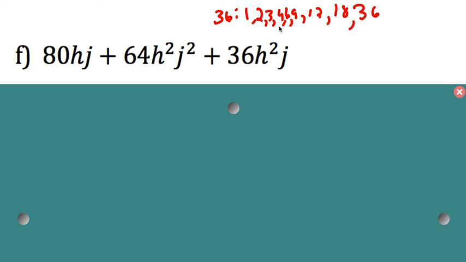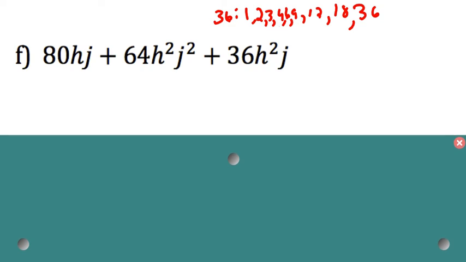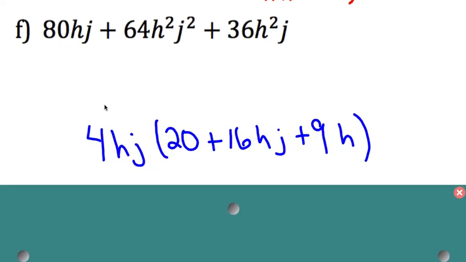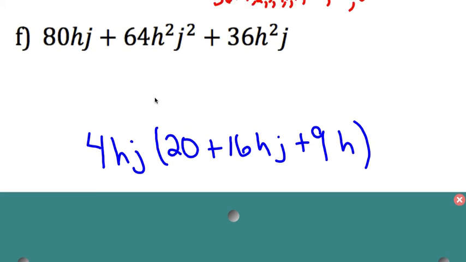And then we're looking at our variables for h. Smallest power for h is 1. Smallest power for j is 1 in this first term and the last term. So our GCF is just 4hj. And then when we divide that out, 80 divided by 4 is 20. And then it started with an h, took that out, started with j, took that out, so they're gone.